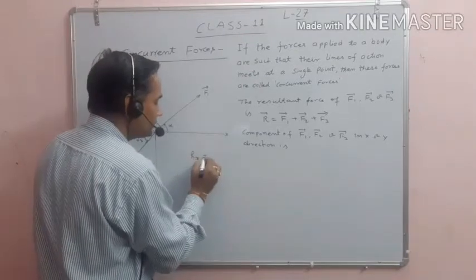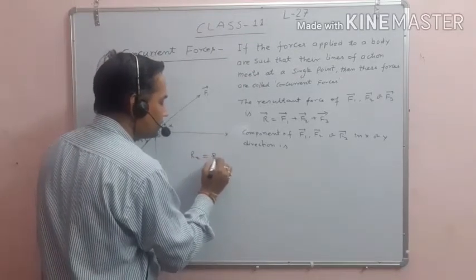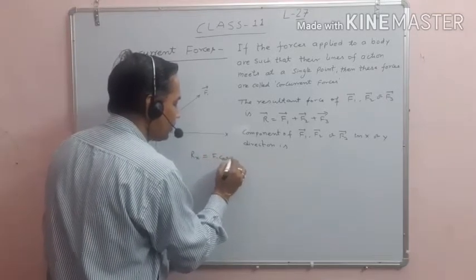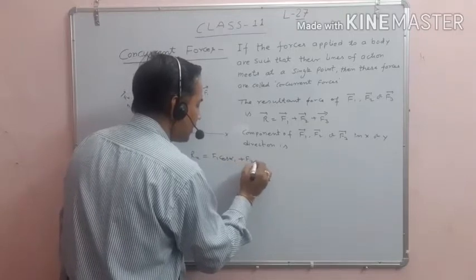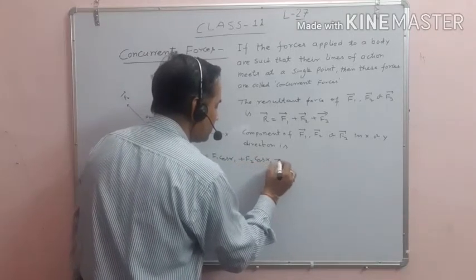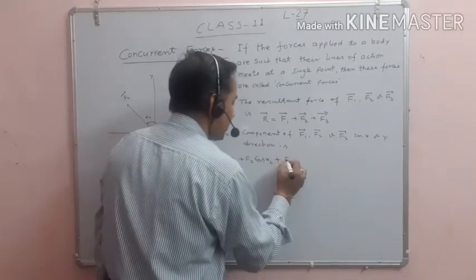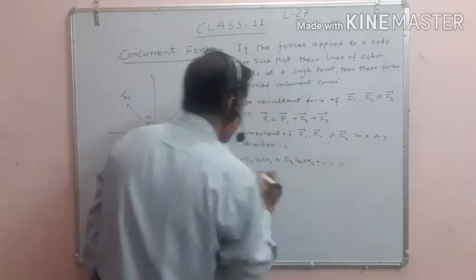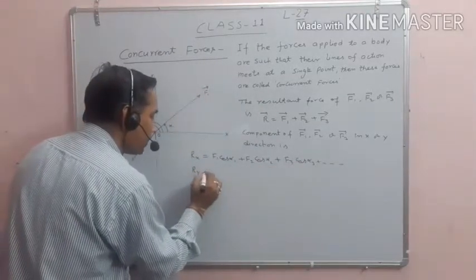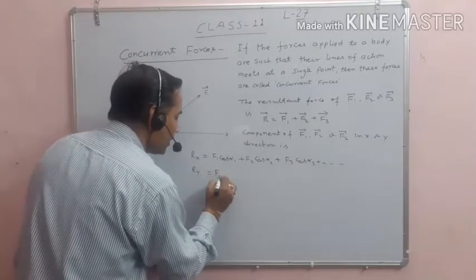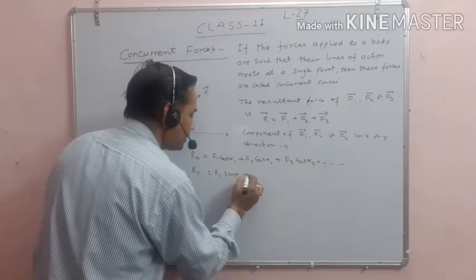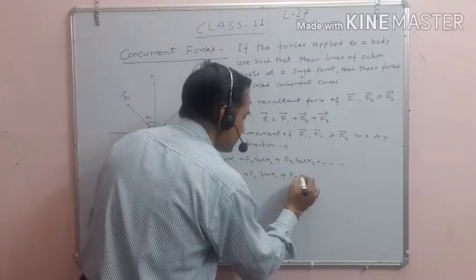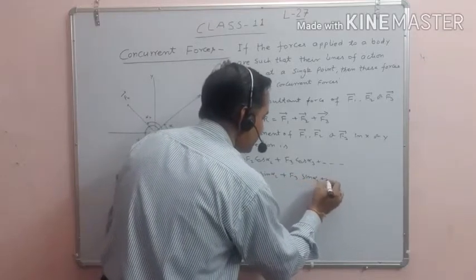Rx is equal to F1 cos alpha 1 plus F2 cos alpha 2 plus F3 cos alpha 3 and so on. And the vertical component Ry is equal to F1 sin alpha 1 plus F2 sin alpha 2 plus F3 sin alpha 3.